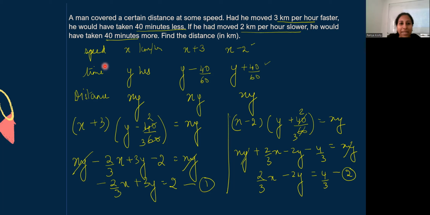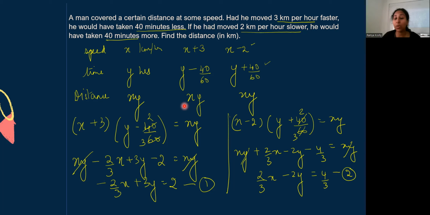So I'm taking a case over here when speed was x, time is y, distance is xy. Now, there are two other cases. In case speed is increased, time is reduced. Still the distance is the same, but the distance is not given. This is a question where the distance is not given. If the distance was given, we would not use linear equations. We would use quadratic equations. The same type of question can come in the quadratic equations chapter.